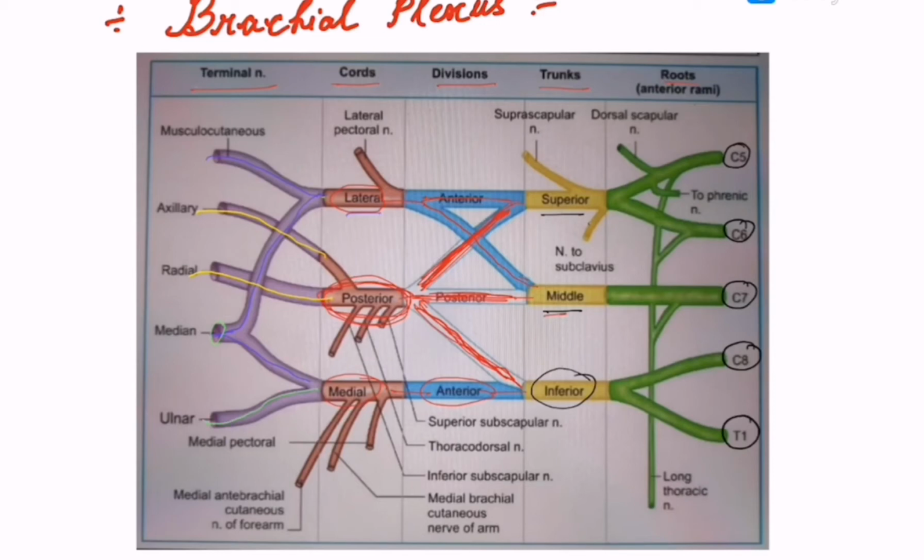Now let's see the further sub-branches that have arisen from different trunks, divisions, cords, or the roots. Here we can see that the dorsal scapular nerve has arisen from the C5 root. Also, there is the nerve to phrenic. A branch from C5, C6, C7 has come directly downward, which is the long thoracic nerve. Now in the trunk region, from the superior trunk the suprascapular nerve arises, and the nerve to subclavius also arises from the superior trunk. Now this is the gross diagram of the brachial plexus.